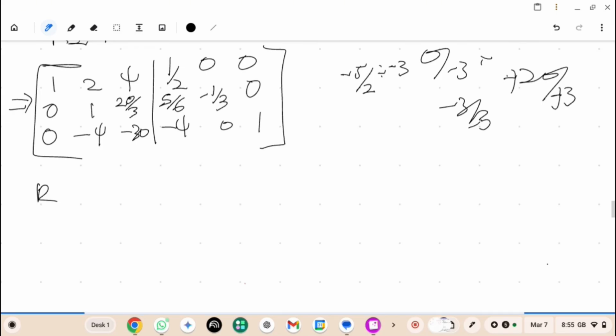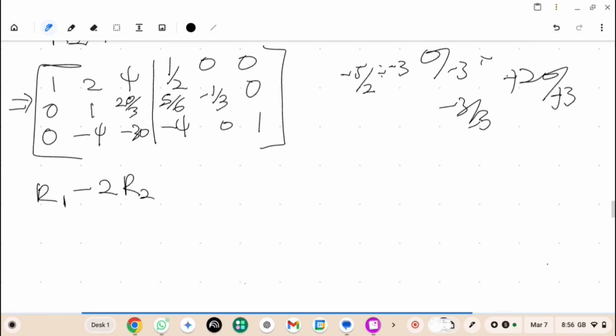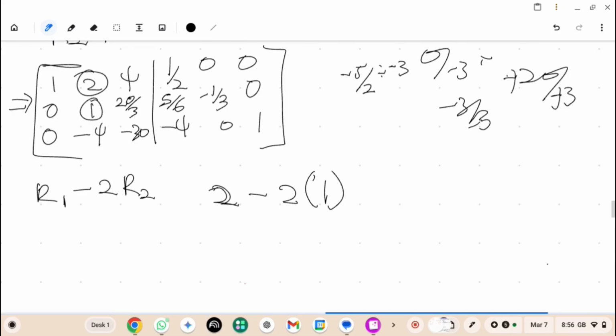So we say row 1. And how can we turn this 2 to 0? By subtracting 2 by itself. So we say row 1 minus 2, and then we multiply it by row 2. So that here, this 1 will multiply this 2, so that you get 2 minus 2 multiplying 1. It will give us 2. So that 2 minus 2 will be 0. Therefore, this place will be 0. Okay.